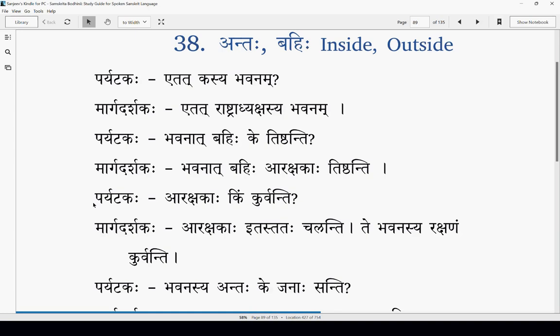Volunteers to read these one by one? Or only one person can read, it doesn't matter. Okay. Subhashri Bhagini Raghumoda. Paryatakah: etat kasya bhavanam? Margadarshakah: etat rashtraadhyakshasya bhavanam. Yeah. What is Paryatakah?